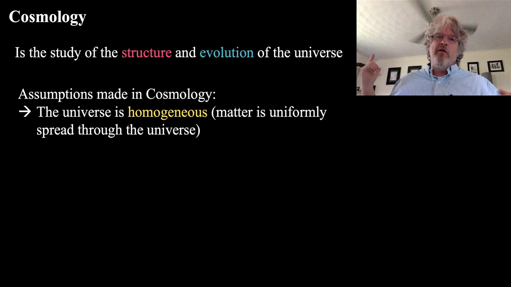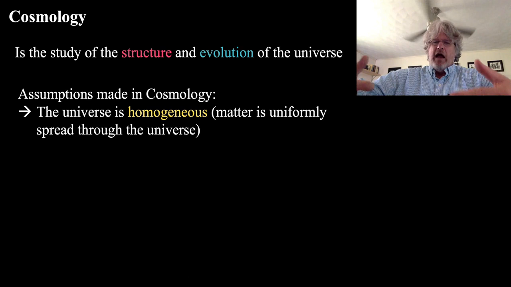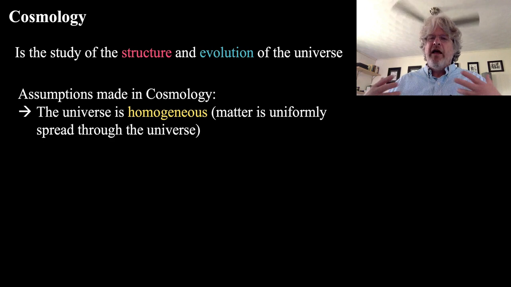Or I look at our solar system, and it's mostly empty space, except I've got these planets and this star at the center. Or I can think about our Milky Way galaxy, and we've got a few hundred billion stars right here. I just look a little bit off to the side, though, and there's nothing. That's not very homogeneous. And the trick to that, though, is the assumption is that if you look on a large enough scale, the universe looks homogeneous.